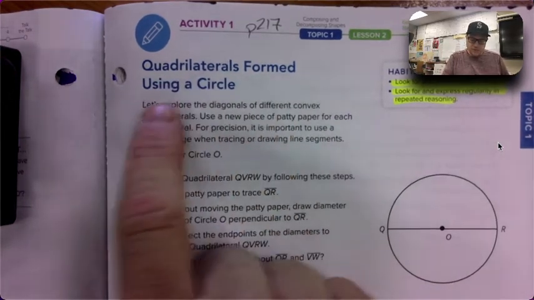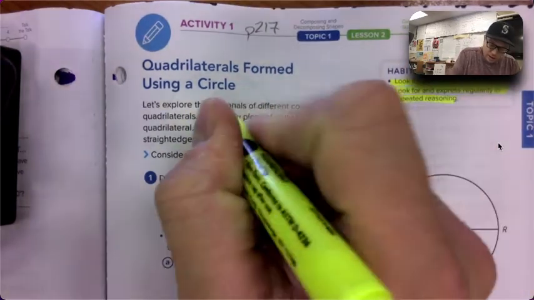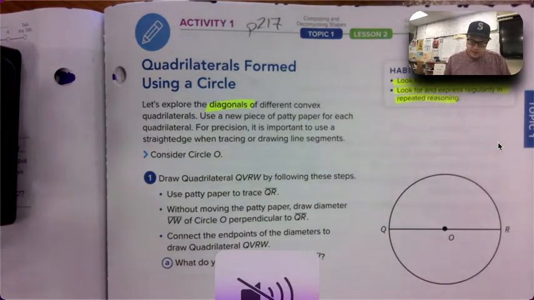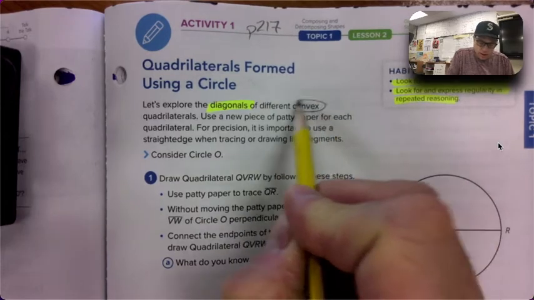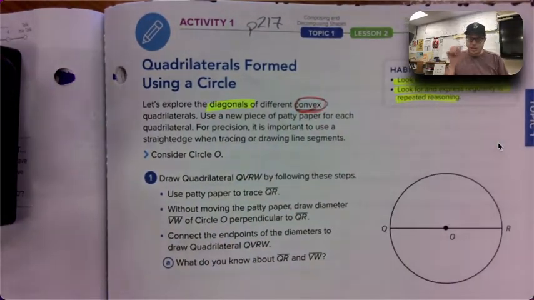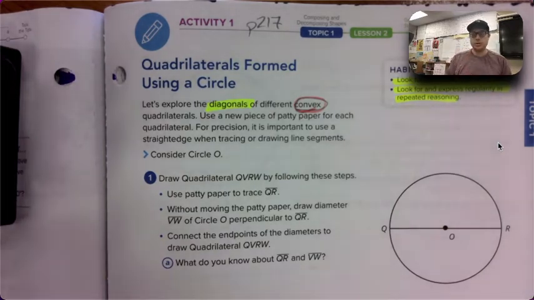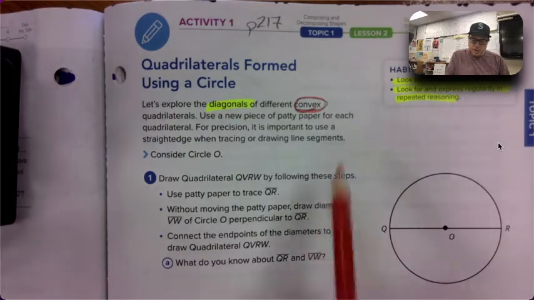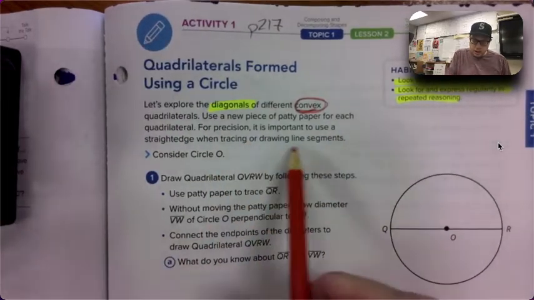All right, quadrilaterals formed using a circle. Let's explore the diagonals. Highlight diagonals, that's a vocab word, of different convex quadrilaterals. So here's another vocab word. And maybe let's bring in some color pencils. Convex quadrilaterals. That means that all the sides pop out. There's no inside form. Take a look at the other page, 216, just to know what that is. For precision, it's important to use a straight edge when tracing and drawing line segments.